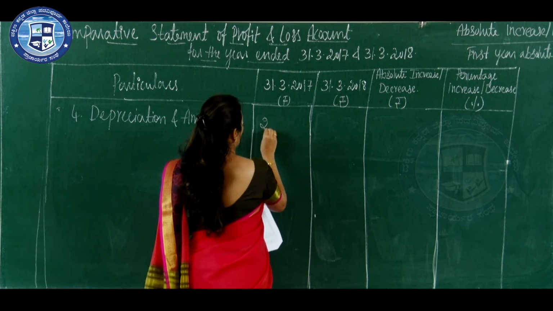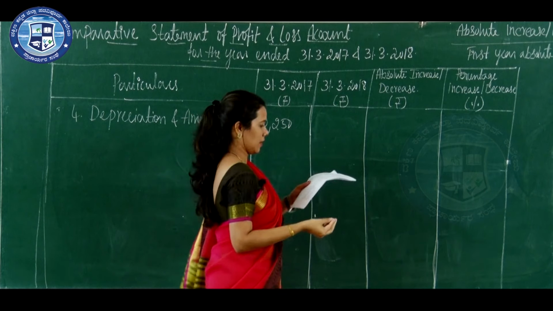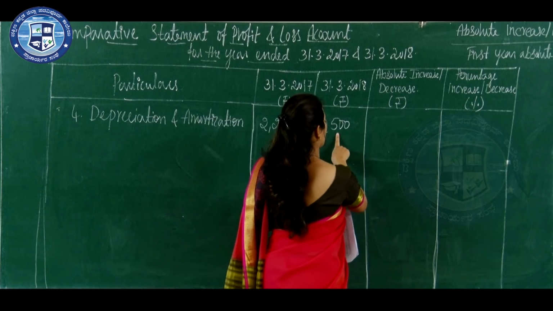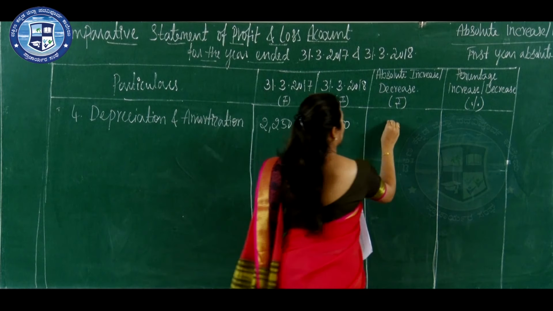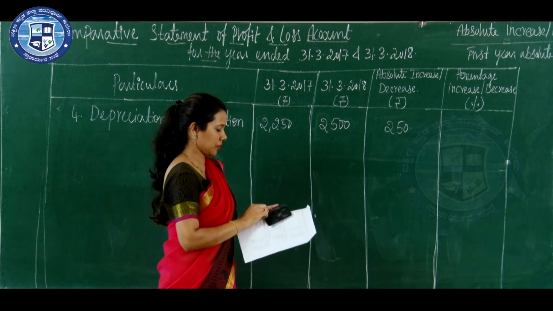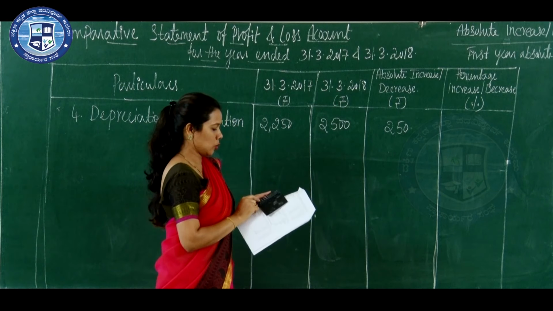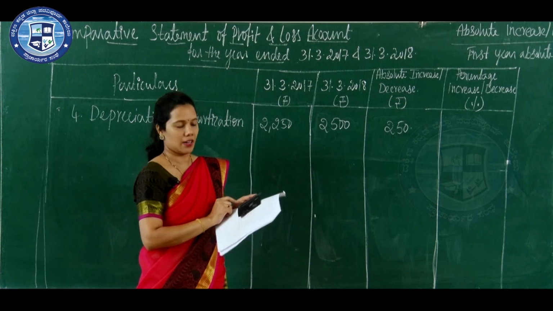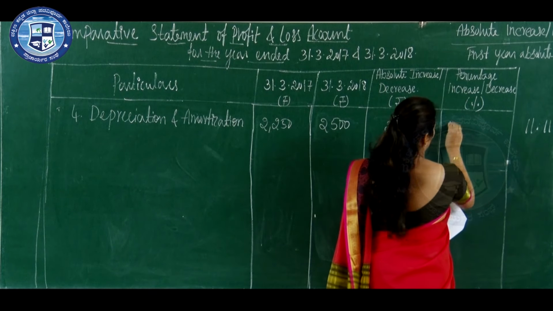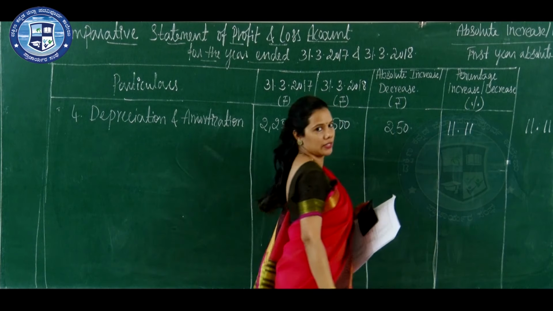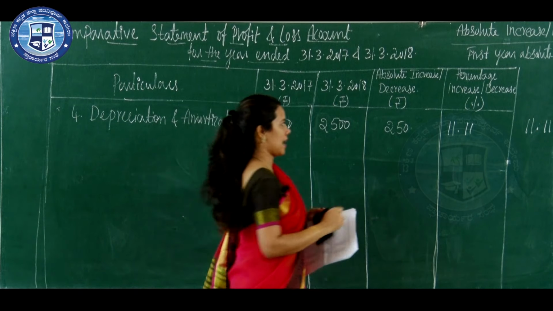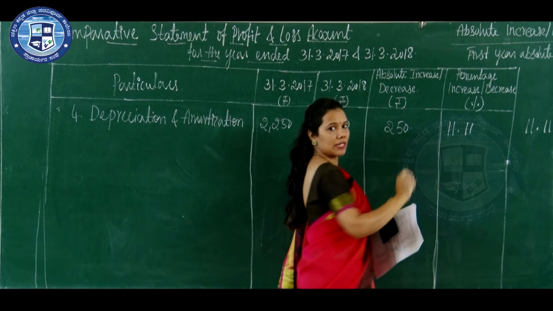Last year's expenses are 2,250 and this year's expenses are 2,500, and the difference, 2,500 minus 2,250, is 250. Then convert 250 into percentage. 250 divided by 2,250 into 100. So your answer is 11.1111. As I mentioned, you can keep only 2 digits. So 11.11, because the third digit is less than 5, so don't add anything to the second digit. Leave it like that.